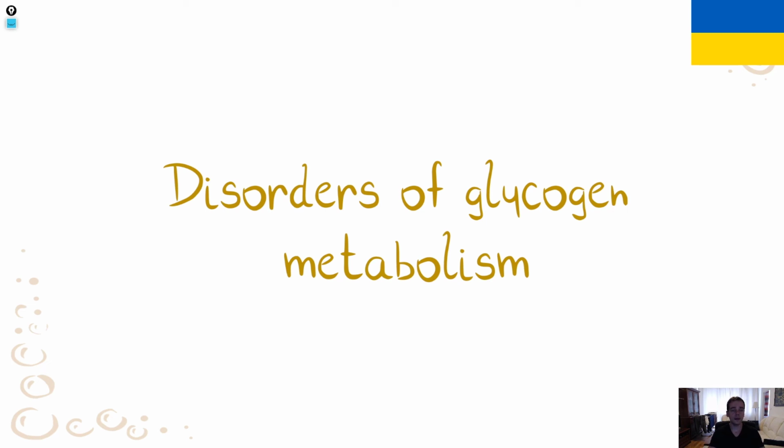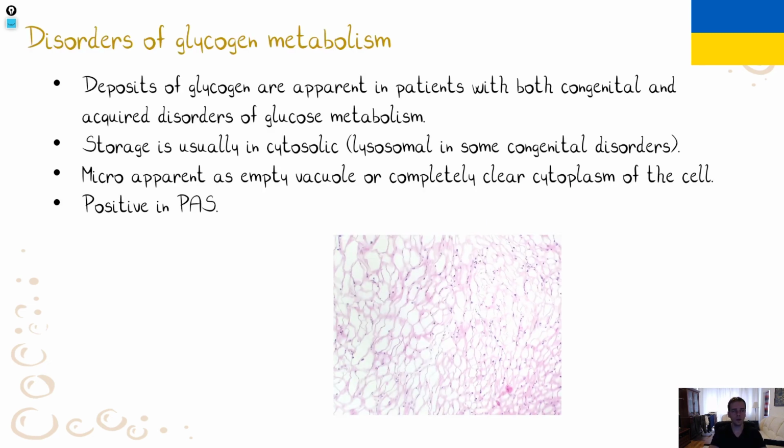And at the end, there are disorders of glycogen metabolism. We can see storage of glycogen, deposits of glycogen, in patients with both congenital and acquired disorders of the glucose metabolism. And the storage is usually cytosolic. It can be lysosomal in some instances. It is typical for some congenital disorders, but usually the glycogen is stored in cytosol.